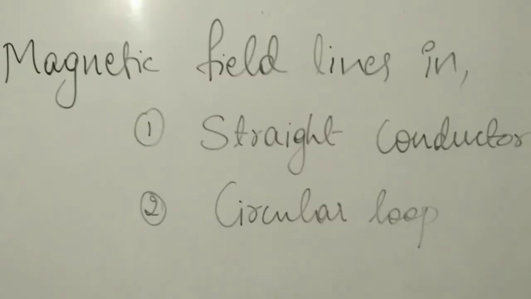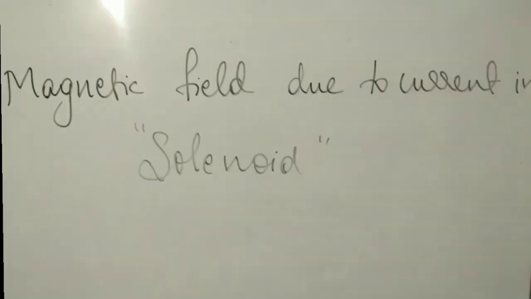Last class we studied magnetic field lines in straight conductor and circular loop. In today's class, let us see magnetic field due to current in a solenoid. Now we got a new term, that is solenoid. Let us see what a solenoid is.